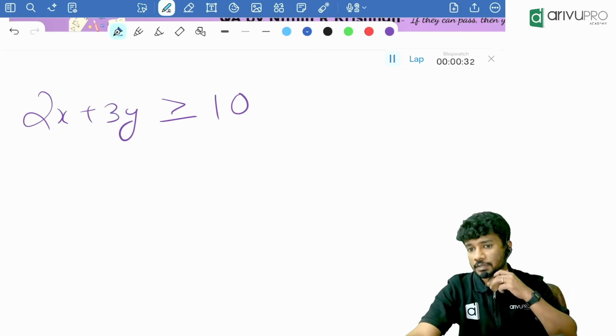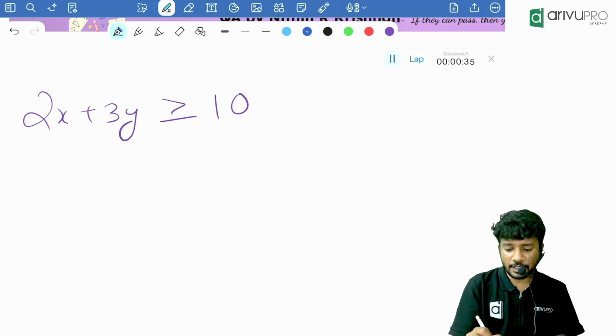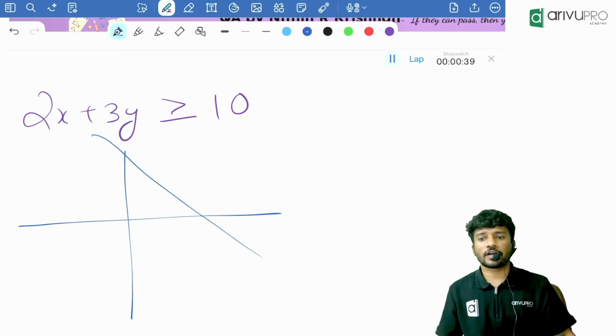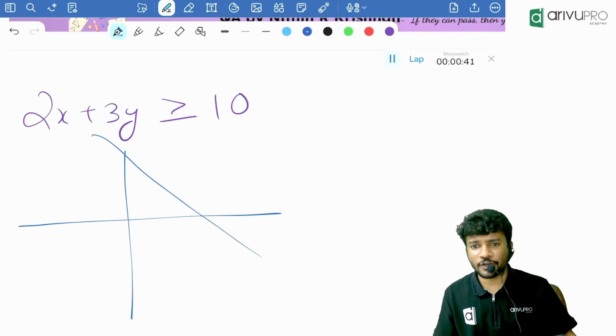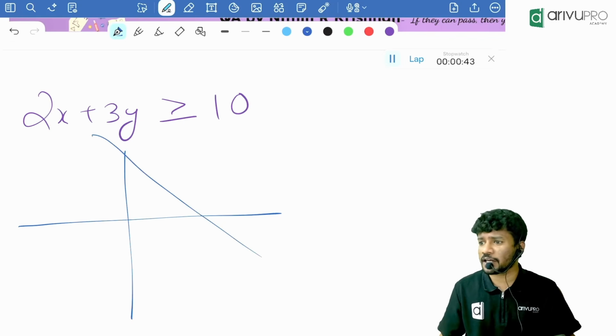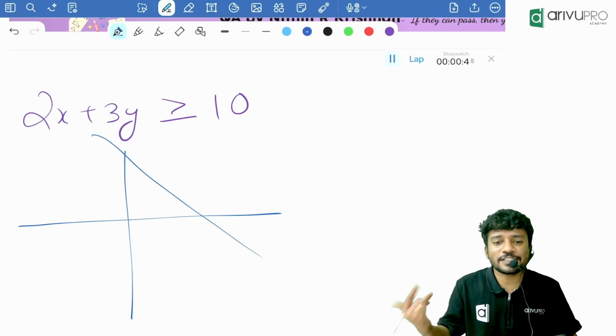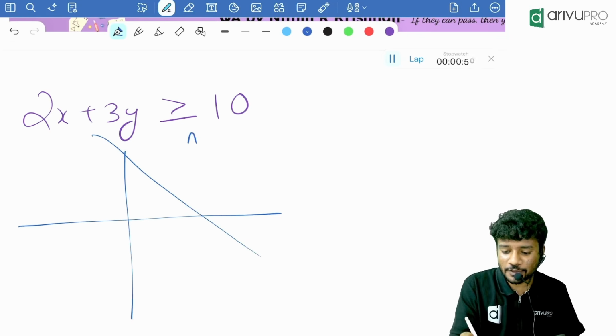Signs are same. Correct? Signs are same means what, people? Signs are same means upper left to lower right. Right away draw it. No one is going to question you. Will anyone come and check your graph after the exam? No. So you can draw it right away. Then what is going to happen? You will assume 2 points. Assume 0 comma 0.